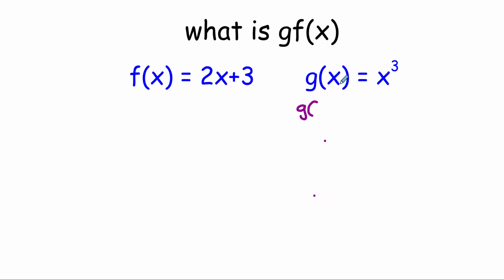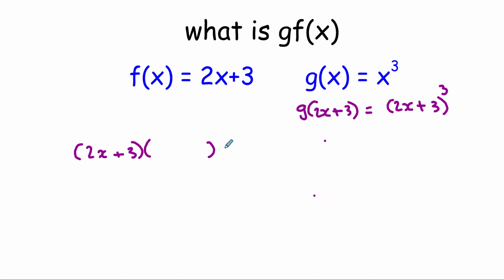So g, instead of writing an x, you put the output of the f function, and then we're going to expand 2x plus 3 to the power of 3. So therefore we have a triple bracket expansion. So we may want to write this out. We have 2x plus 3, then we have 2x plus 3, then 2x plus 3. So this is really what we're trying to do.